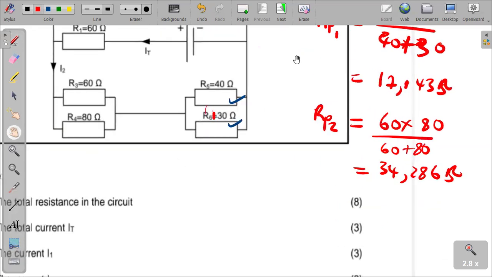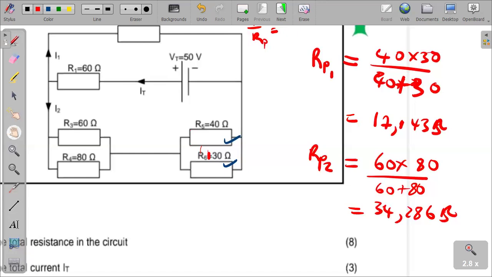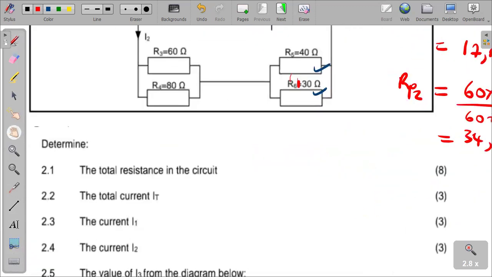So what is happening? RP1 and RP2 are now in series. The main reason why we need to start from the furthest point away from the source is that we are trying to minimize our circuit as we go. In other words, our circuit now looks like this. I hope we are still following each other. I just want to quickly show you how our circuit now looks.